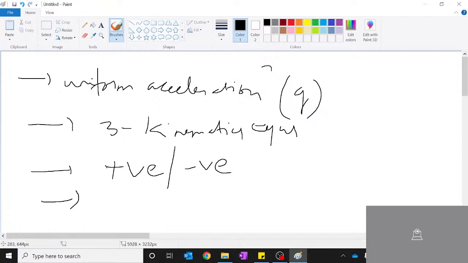Okay, and fourth, the value of g is nothing but either 10 or 9.8. This is all that is there to this motion under gravity. Okay, understood. Now let's see a couple of problems.